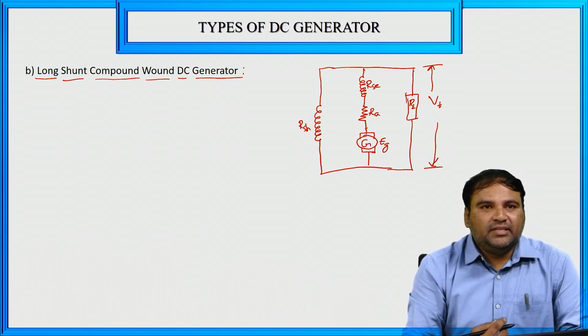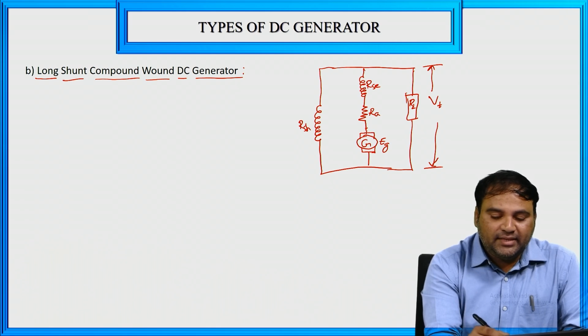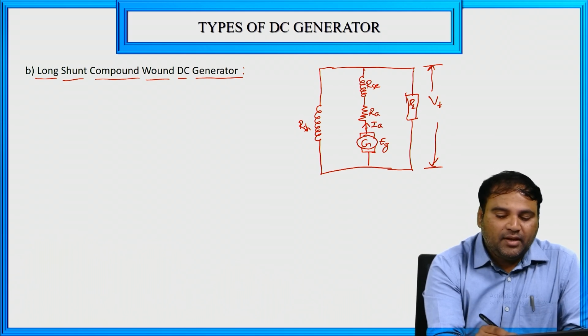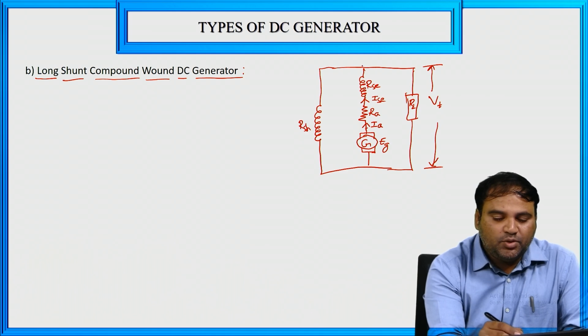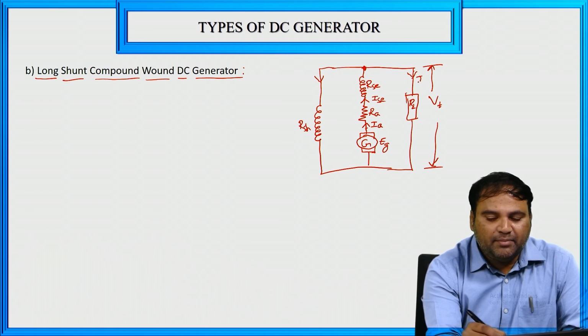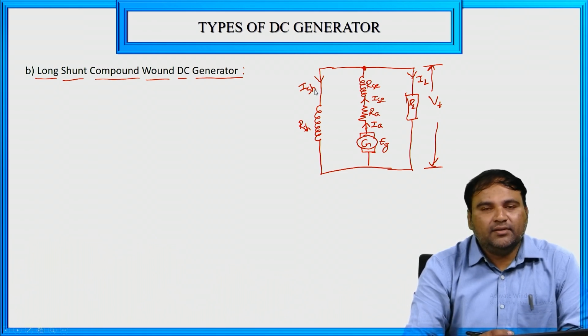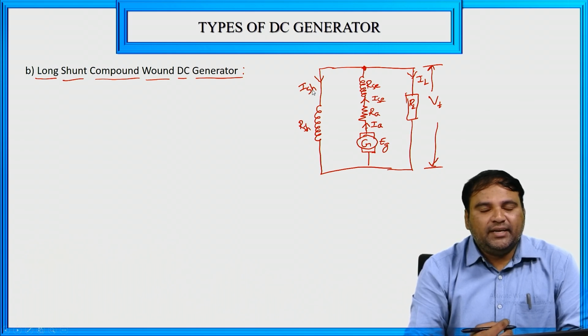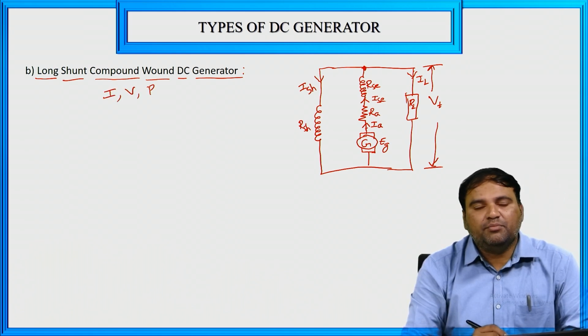Across this load, we have the terminal voltage VT, right? Now for this long shunt compound wound DC generator, we have to give the current directions. From this EG, the current through this armature resistance I am taking as IA, the armature current, and the current through RSC I am taking as ISC, the series field current. Now these two currents go towards this point, and from this point the current divides. If the current is dividing, these are all connected in parallel. So the current through the load I am taking as IL, and the current through RSH I am taking as ISH, right? Now we need to write the current, voltage and power relations of the long shunt compound DC generator.